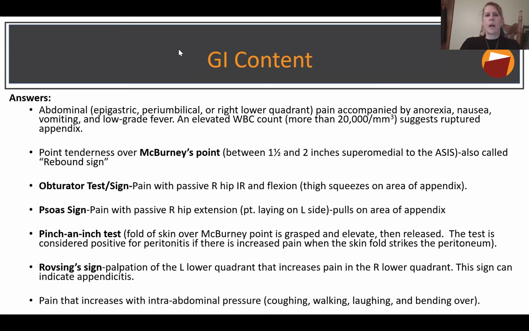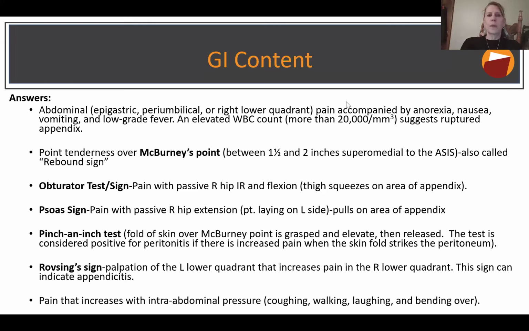Is there one test that's more commonly used than the other? Most of the time we're using McBurney's. Yeah, that's kind of the gold standard. We're pushing in really slow, really deep, letting go. And if there's pain there, we're concerned.